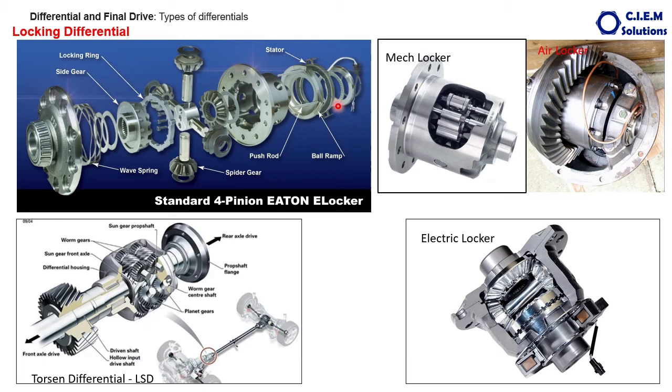The locking differentials do have some disadvantages. Because of its rigidness in transferring the power to both the axles, the driver will have difficulty negotiating the torque. These kinds of differentials are used in vehicles which run on very rough terrain. In addition to these three types, we can also see specially designed differentials like torsion differentials, which have worm gears and all in some of the vehicles. These are the various types of differentials we can see in vehicles.